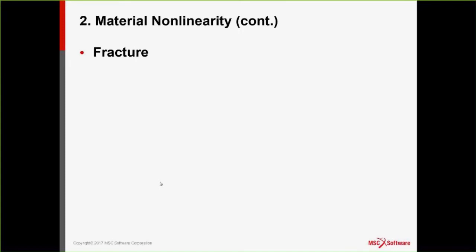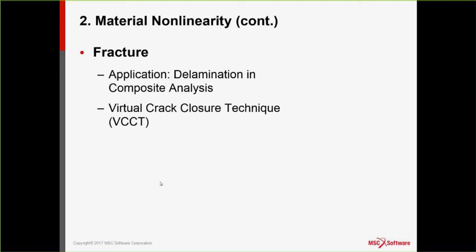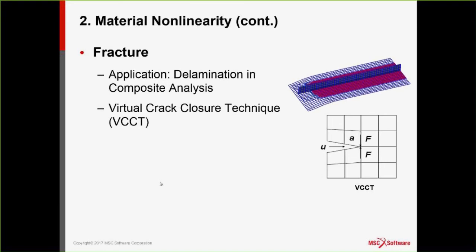Okay, another type of material nonlinearity would be fracture mechanics. If you want to simulate a crack growing, or in this case, delamination in a laminate or bonded joint, there are two techniques. One is VCCT, virtual crack closure technique. And in this example here, you can see I have a bonded skin to stringer joint. And I placed an initial flaw in the joint. And now as I load it, the VCCT allows me to simulate a crack propagating through the bond line.